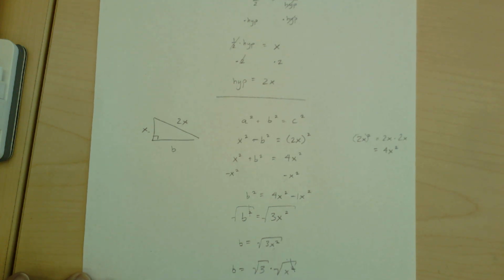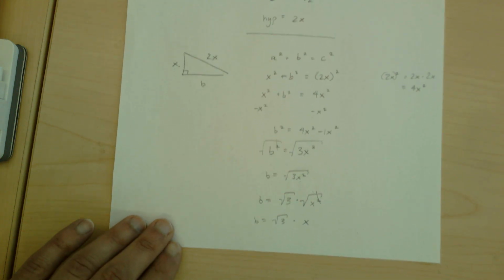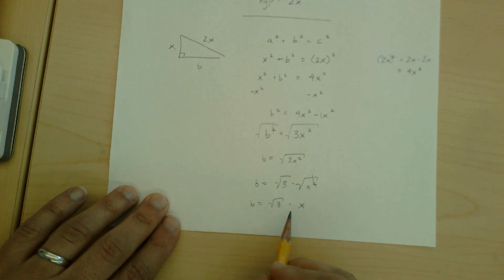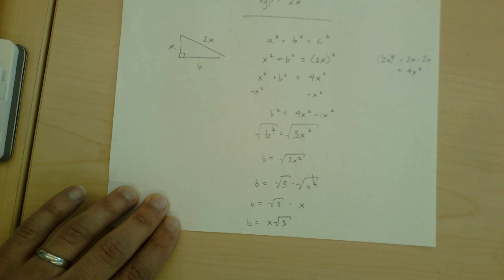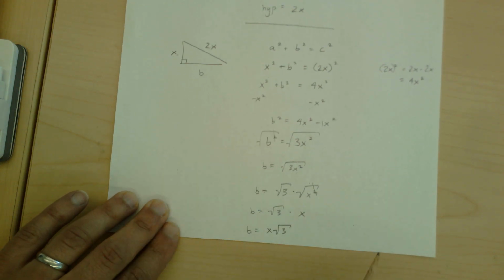And then just for, oops, sorry, that was a little off the projector. Just for making it look aesthetically pleasing mathematically, we're going to put this in front to get that b is x times the square root of 3. All right, so there you have it.